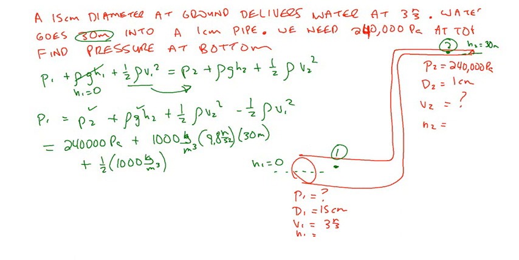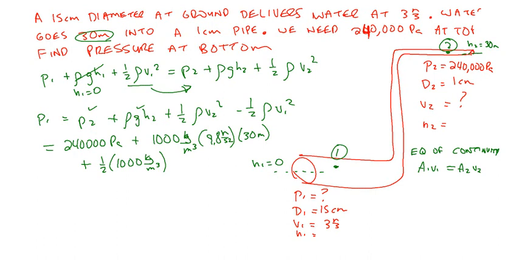v2 up there. We haven't found v2 yet. So we've got to find the velocity up at the top. Remember, this is where that equation of continuity comes in. I don't think I told you the name before. But that was A1v1 equals A2v2. That was the other equation that we had. So we're going to have to use that here.